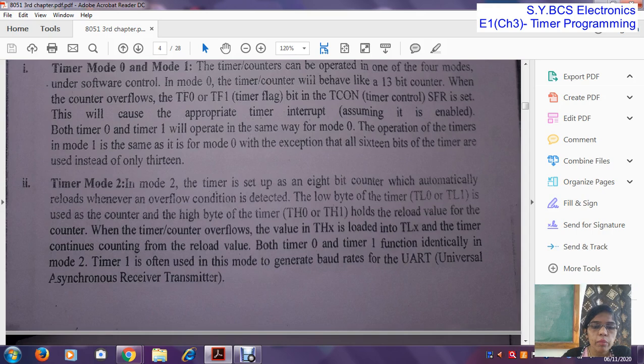When the timer counter overflows, the value of THx is loaded into TLx. So when the timer overflows, the value stored in the higher byte is loaded into the lower byte, and it continues counting from the reloaded value. Both timer 0 and timer 1 function identically in mode 2. Timer 1 is often used in this mode to generate the baud rate for the UART, so it is used for serial communication purposes.